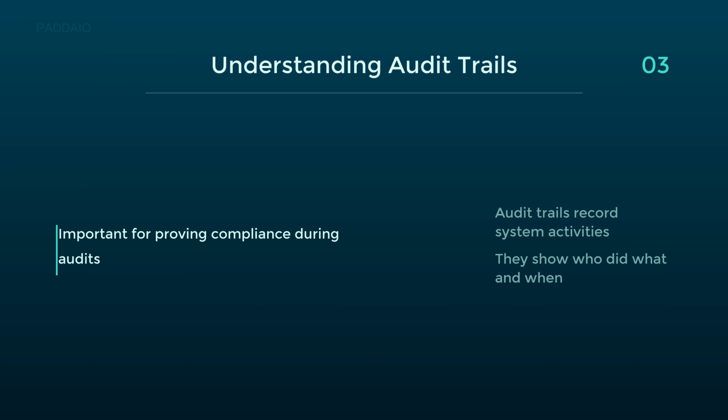Important for proving compliance during audits. This means having clear records to show regulators that your systems and processes follow legal and internal rules. For instance, if a financial report is questioned, you can trace every change back to the user and timestamp. This documented proof is essential for successfully passing official reviews.